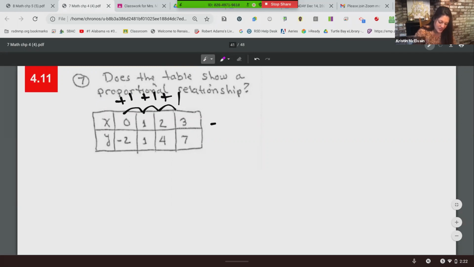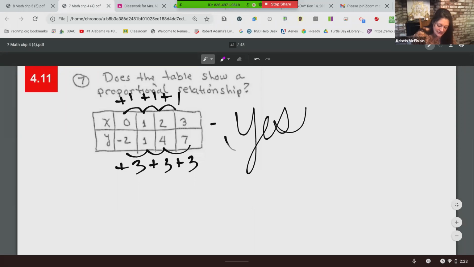All right. So as X is increasing by 1, what happens to Y? So from -2 to 1, that increases by 3. 1 to 4 is by 3. Look at that, up by 3. So does it show a proportional relationship? Yes, it does. Woohoo! We like that. All right, so yes, it's proportional because they are both doing a consistent increase.